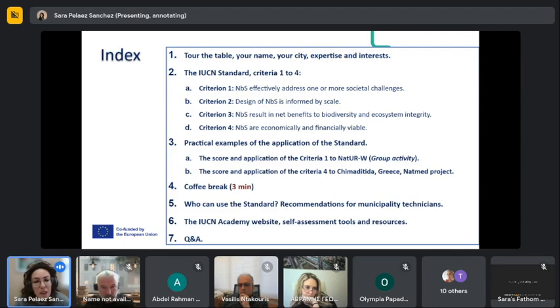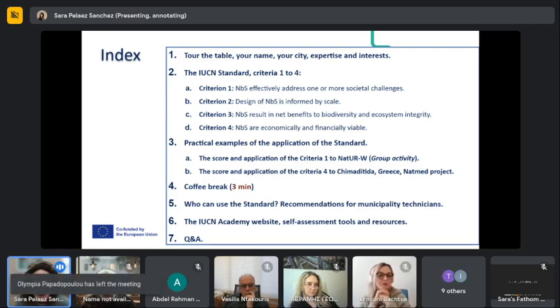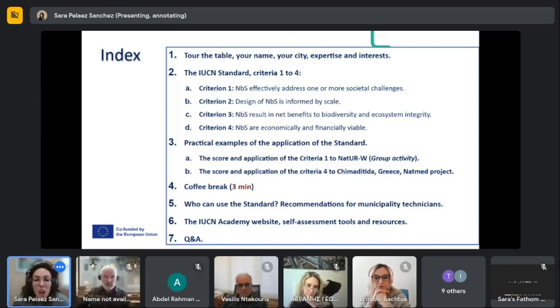And then we will do a practical example of the application of the standard. Let's see how we can apply criteria 1 to NatUR-W as a group activity. Probably the partners here will be taking the lead since they have more context on the project. Then we will watch a video from a colleague of mine that is going to present how to apply criteria 4 to a case study in Greece in the framework of the NatMed project.